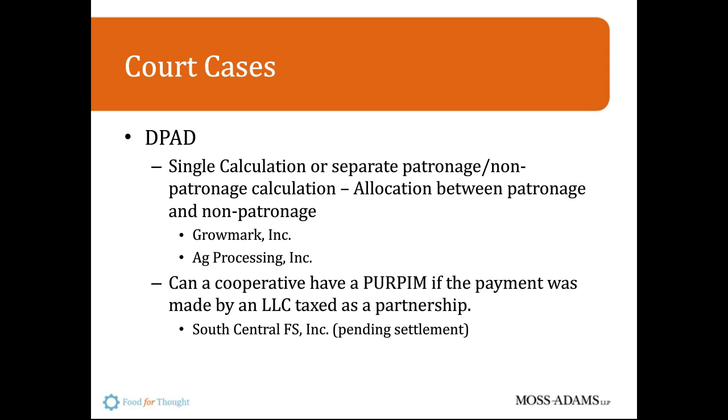As a planning idea here, I would advise any cooperative that has historically done their calculation based on the two parts that the instructions dictate, or had not allocated potentially some of their excess DPAD towards non-patronage income, I would recommend that you consider going back and amending those returns.